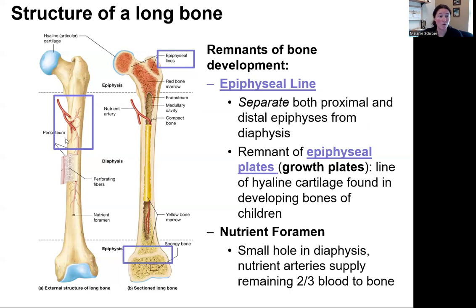This hole through which the main blood vessel going to your bone passes is called a nutrient foramen. Remember, a foramen is a hole, and this is for passing of nutrients into the diaphysis. This nutrient foramen supplies about two-thirds of the blood to the bone, and the periosteum supplies the other third.